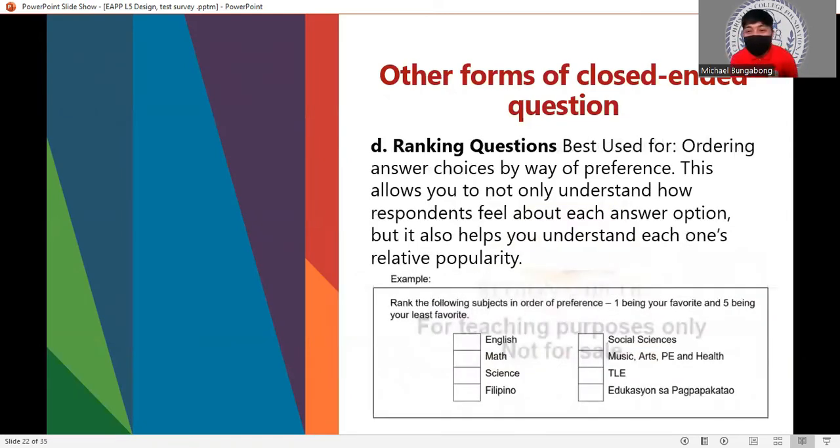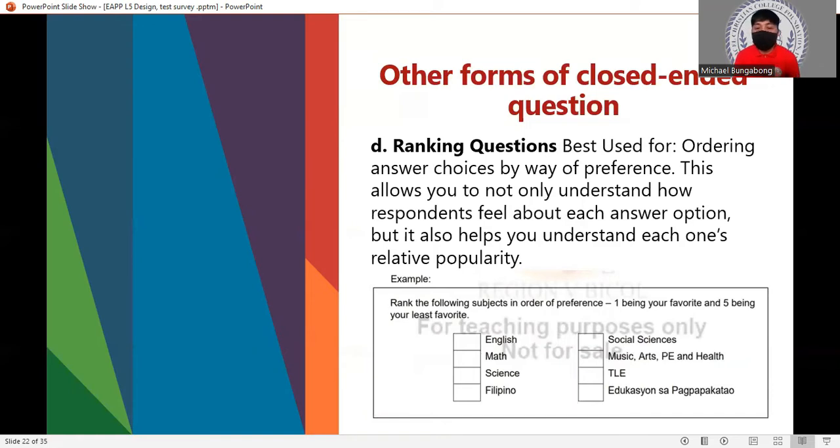Ranking scales are best used for ordering answer choices by way of preference. This allows you to not only understand how respondents feel about each answer option, but it also helps you understand each one's relative popularity. So the bottom line here is, this is what a ranking question looks like. All right, so that's how it is.